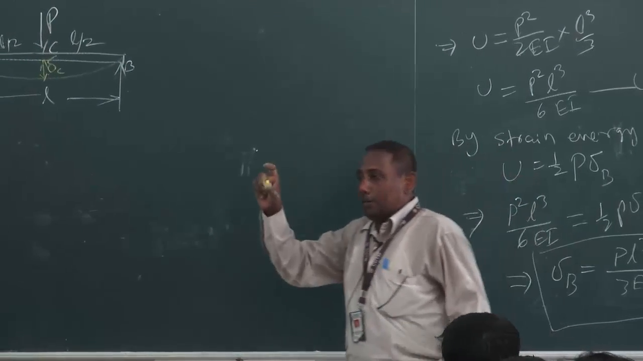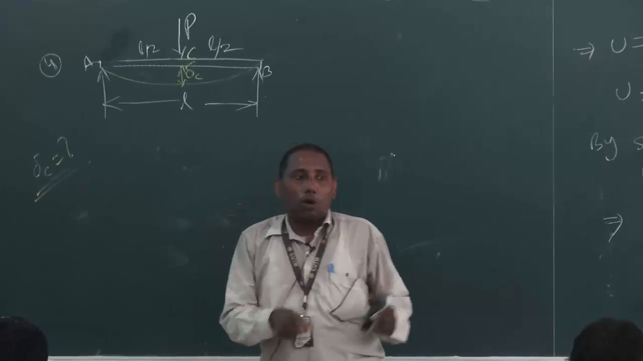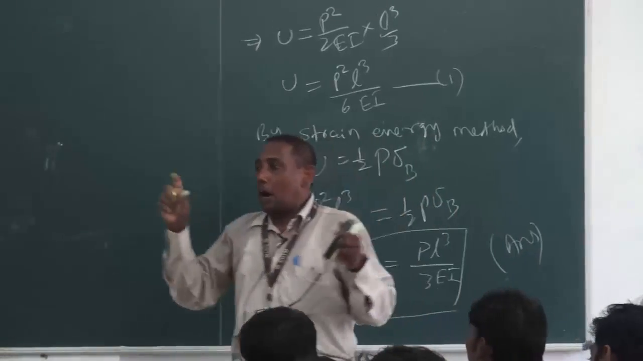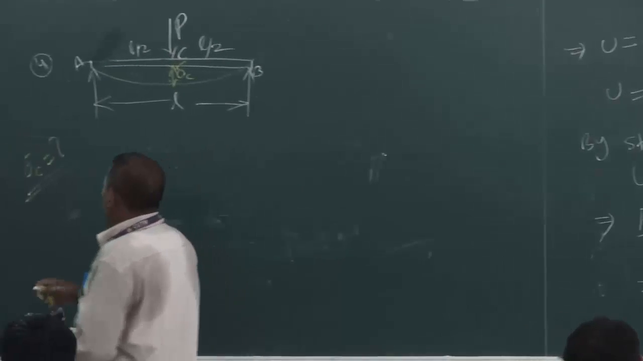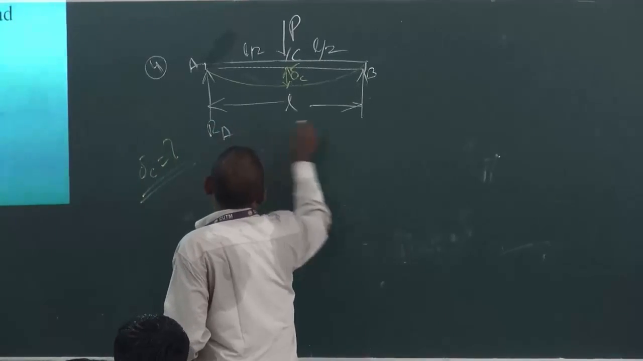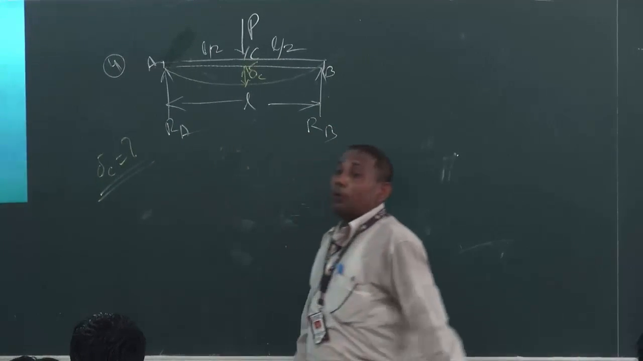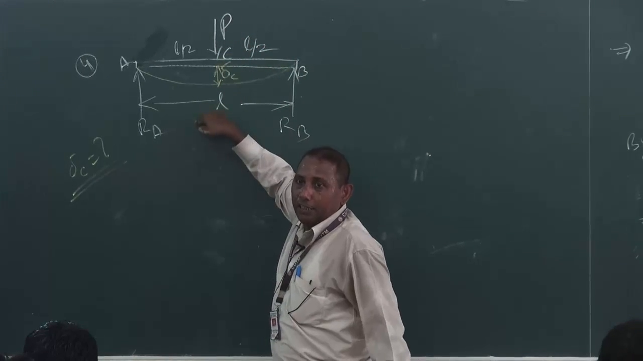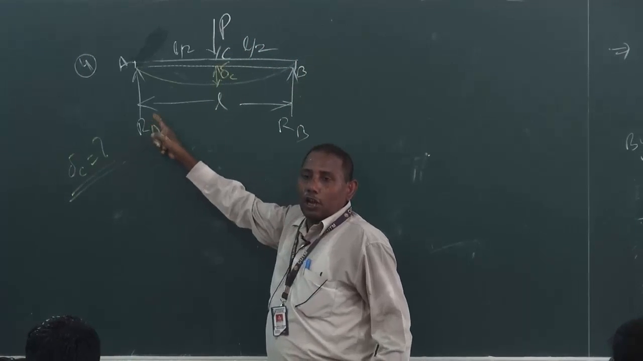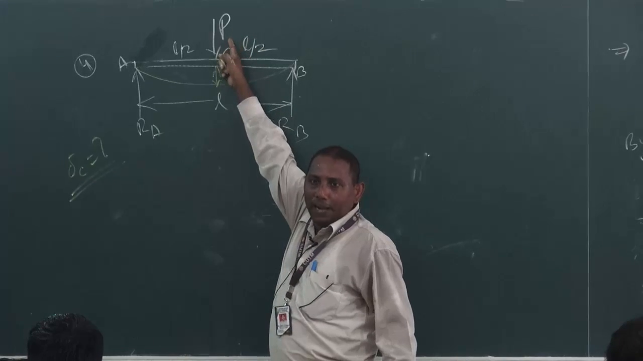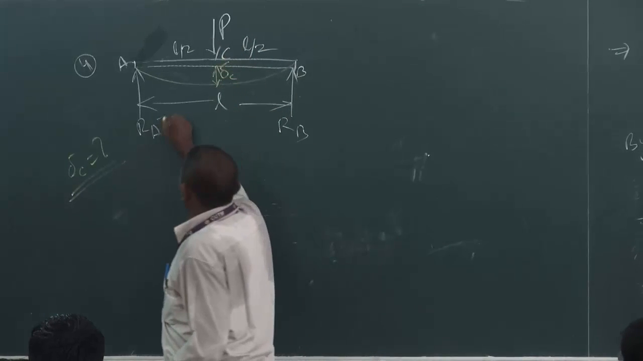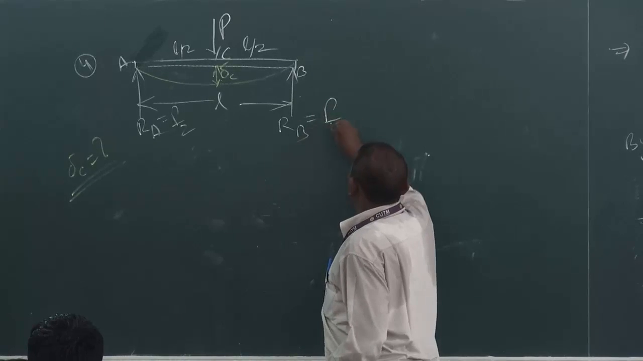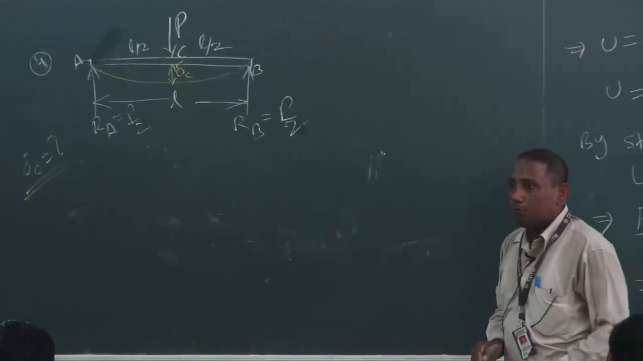First we have to calculate the strain energy, then we have to use U is equal to half P into delta. So the first part is how to get the U value. And before that, let RA and RB be the support reactions. As P is applied centrally, the reaction will be just half and half. So this is P by 2 and this is P by 2.